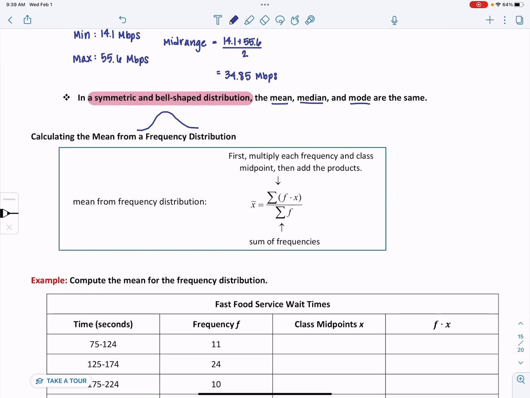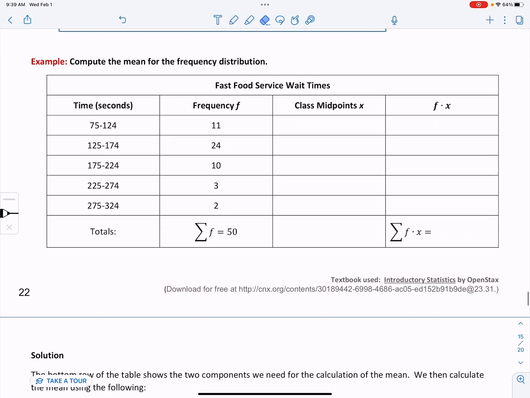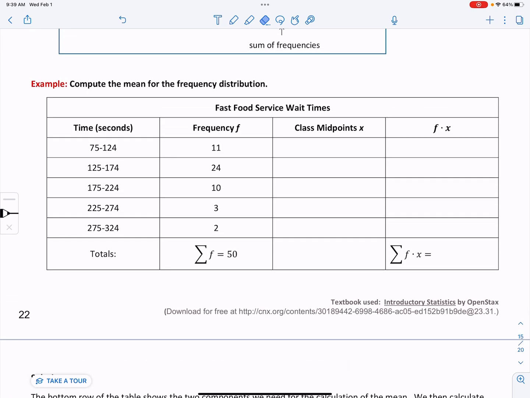One of the last things we're going to do is calculate the mean for a frequency distribution. You guys have calculated your own frequency distribution tables. This time, we've got the frequency distribution. We've got to look at the class midpoints in order to be able to calculate the mean for the frequency distribution. So, buckle your helmets, folks, because here we go.